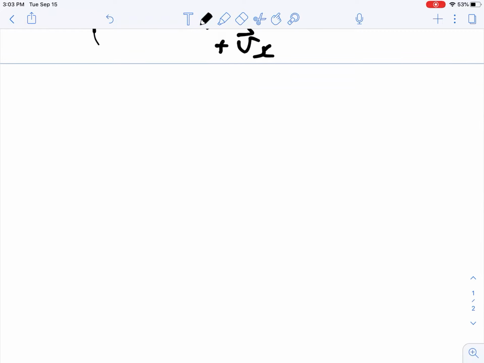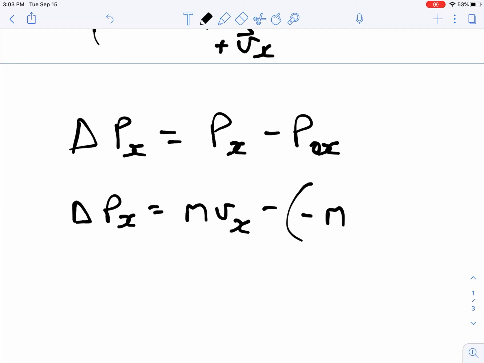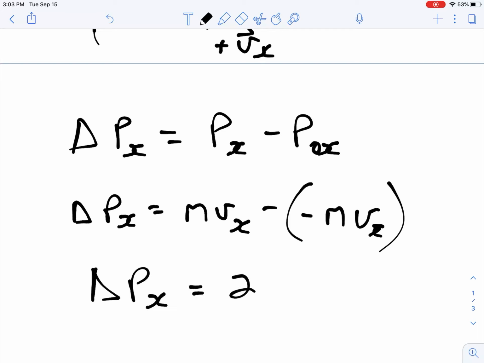When the particle travels, it's going to experience, when it hits the wall, some change in momentum. So we're going to look at the change in momentum, again just the x component. Change in anything is going to be the final minus the initial. And that change in momentum will be the mass of the particle times the velocity, minus the initial velocity, which was in the negative direction, Vx. And that gives us a total change in momentum in the x direction of 2mVx.